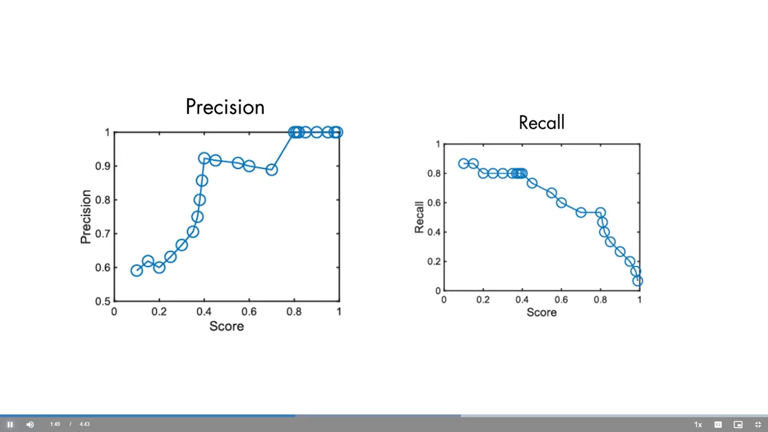Each point corresponds to a detection with a score. This point represents a detection with a score of 0.2. So if you set the detector score threshold to 0.2, these detections are included in your results, and your precision is 0.6. At 0.7, your precision will be about 0.89. And at 0.8 or above, the precision is 1, meaning your detections are all correct.